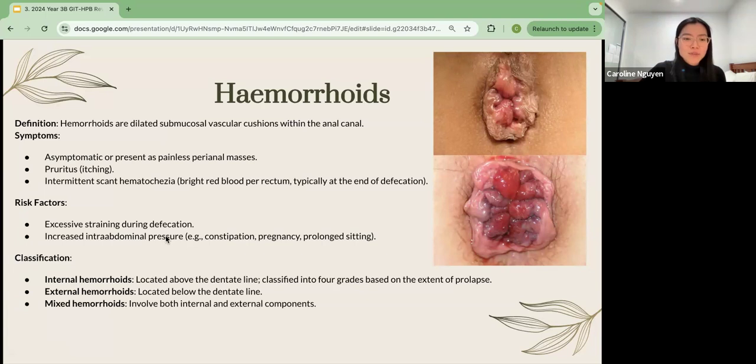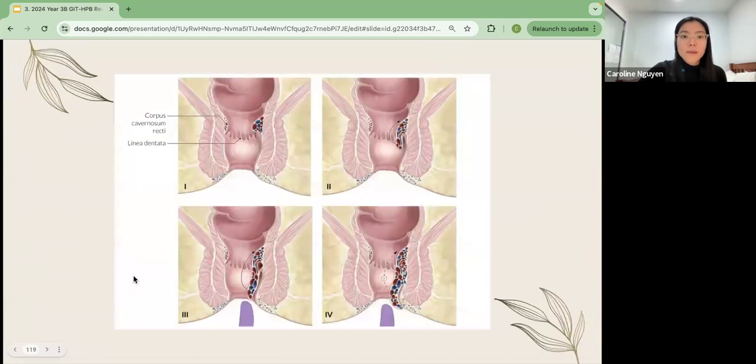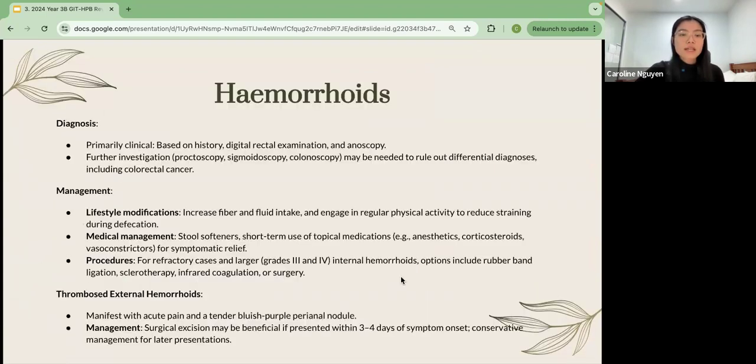It's terrible. And they are painful if they are below, let's see, I've got a picture. Yeah, so the dentate line is here. If it's before, then it's fine. It's not painful. It's more painful when it's out here. Diagnosis is on DRE and an anoscopy.